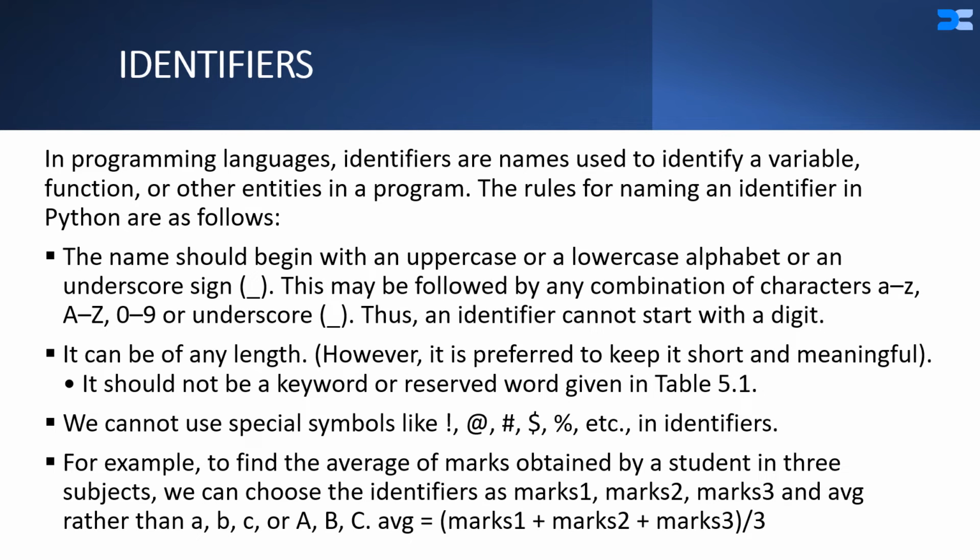For example, to find the average of marks obtained by a student in 3 subjects, we can choose the identifiers as marks1, marks2, marks3 and avg rather than A, B, C. avg = (marks1 + marks2 + marks3) / 3.